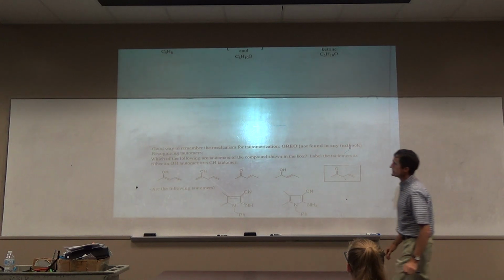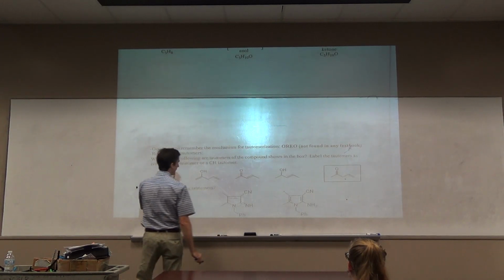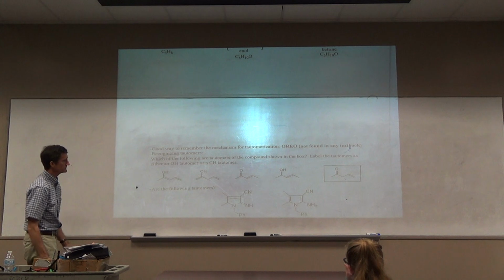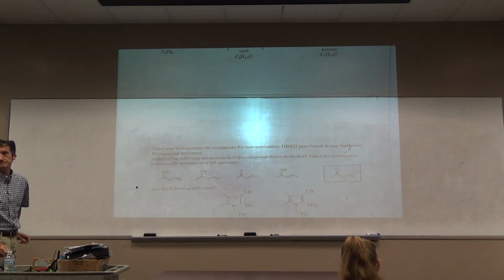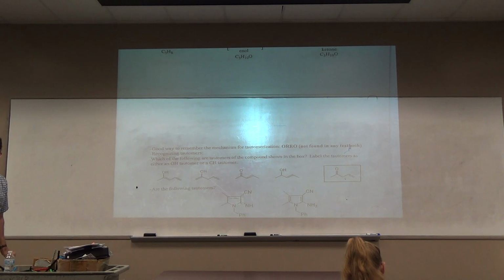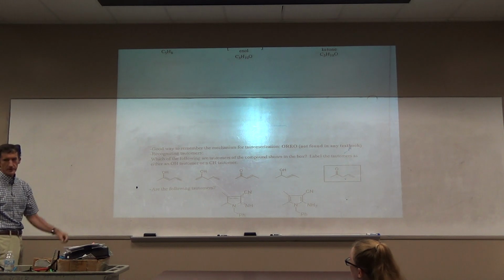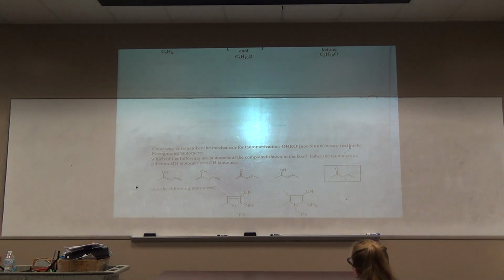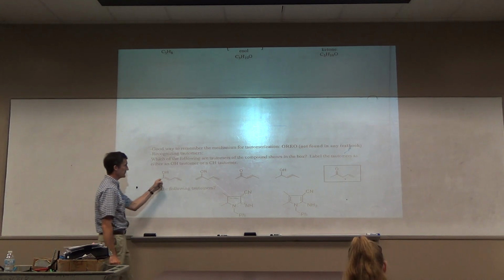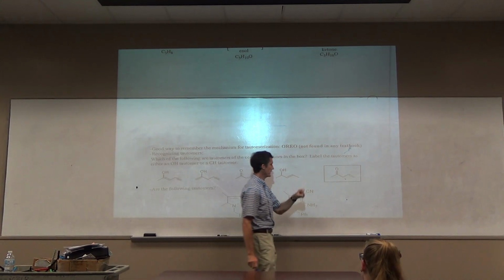Okay, let's see. Which of the following are tautomers of the compound in the box? How are we doing that? The first three are all tautomers of the one in the box. The last one is not. The first three are all tautomers of the one in the box.